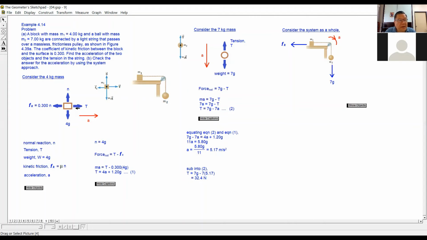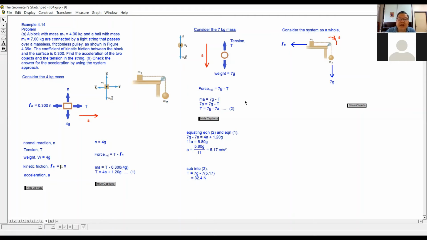Earlier on, the object was moving along the table from left to right. So we know that the tension must be bigger than the frictional force. Otherwise, it won't be moving towards the right. In the second object, it is moving downwards. So we say that the 7g is bigger than the T. So we use 7g minus T, and that will be the net force.